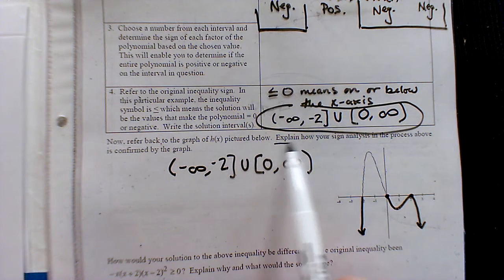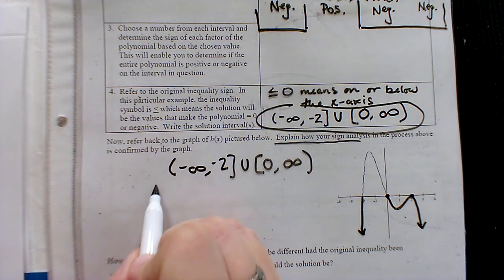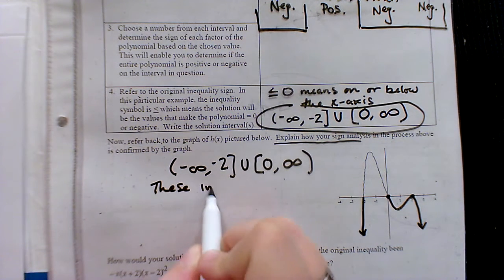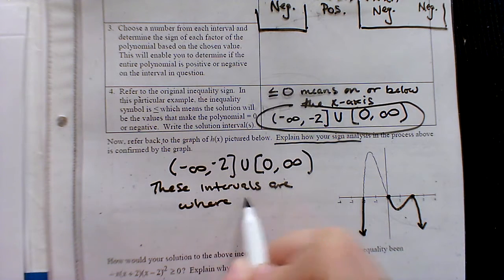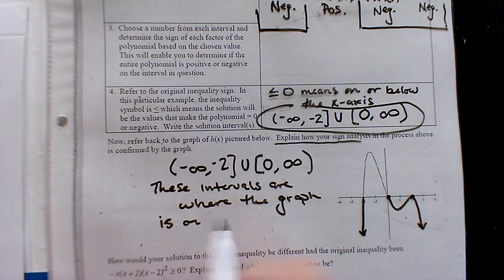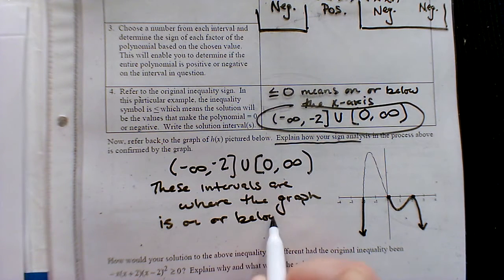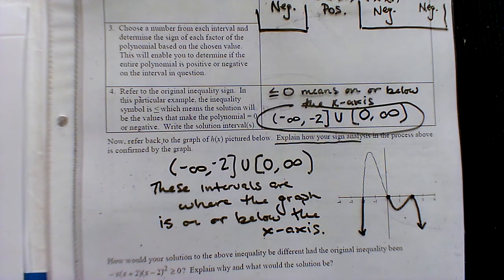It says explain how your sign analysis, that little number line with positive or negative values at the top, is confirmed by the graph. So we'll say these intervals are where the graph is on or below the x-axis. So visually, based off the graph, we can confirm that the results we had from our little table were correct.